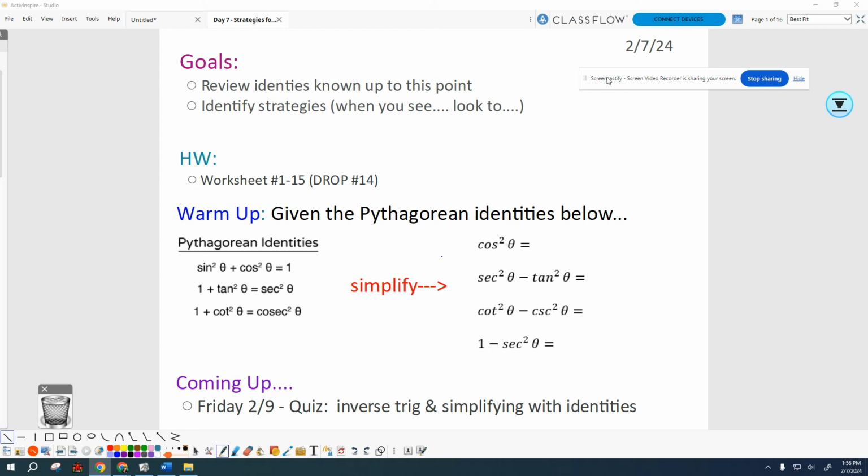Okay, so, sorry, bear with me just a second. You're going to get a worksheet today, and the homework is 1 to 15. We'll probably do half of them in class together. Drop number 14, Jack. But the warm-up I'd like you to do is using these identities, which you should already have. Work with them to figure out what those are.